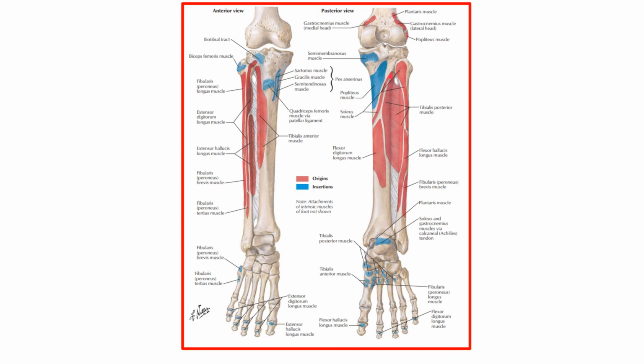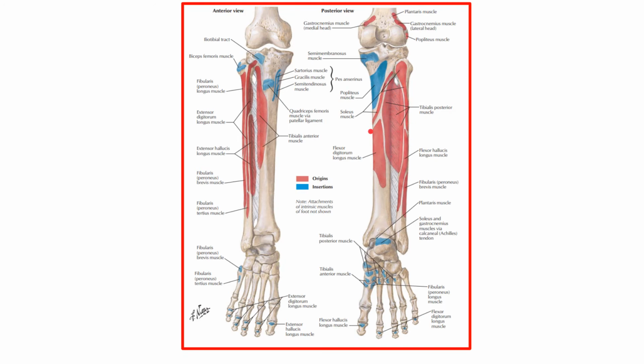Soleal line is a ridge which crosses the upper part of the posterior surface of the tibia obliquely, and then the medial border of the tibia. So it has its origin from the posterior surface of the head of the fibula, the posterior surface of the upper shaft of the fibula, then the soleal line, then the medial border.